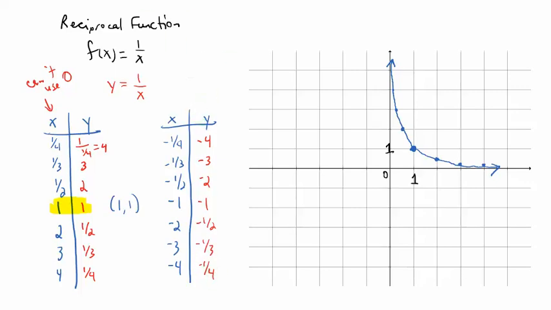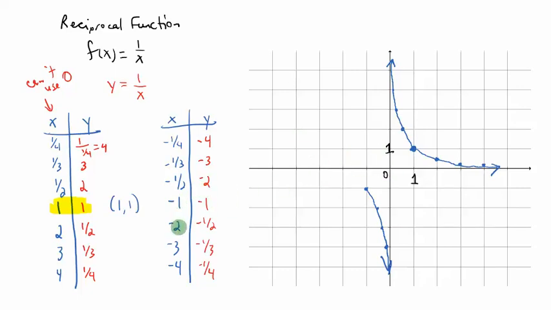Now if we plot these points, negative 1/4, which is really close to the y-axis, is negative 4. Then we have negative 1/3, which is a little further. We get negative 3 as our y value. Negative 1/2, which is a little further over, we get negative 2. Negative 1, we get negative 1. And you can see what's happening. In this case, we're still getting infinitely close to the y-axis, just in this direction, in the downward direction.